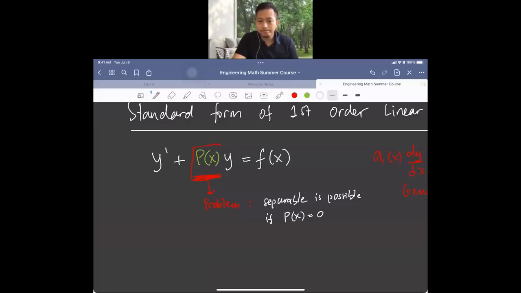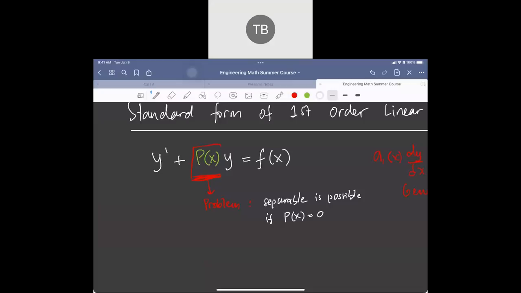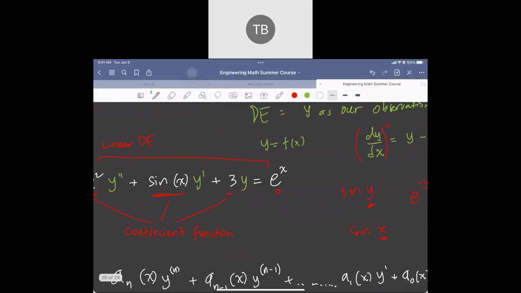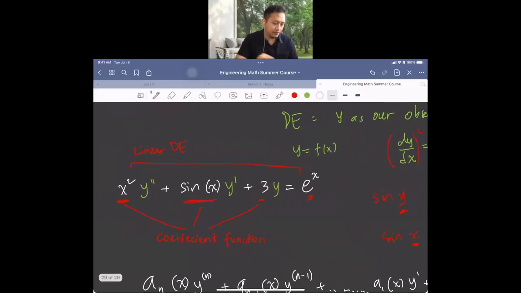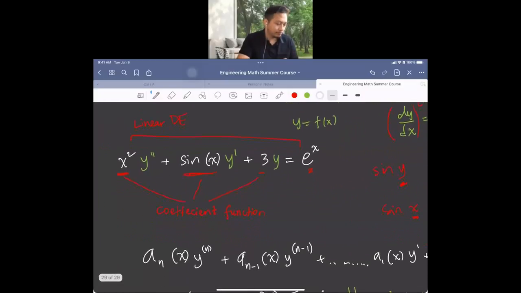Professor, I want to ask, is p of x a constant or is it a variable x? It's a function of x. Oh, okay, I understand. So it can be x squared, sine x, like I mentioned here. It can be these coefficient functions. Okay. Got it. Thank you.